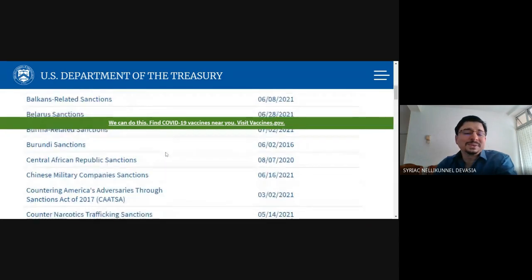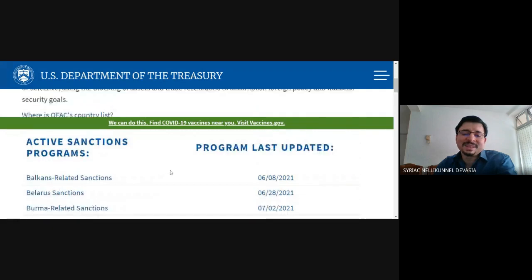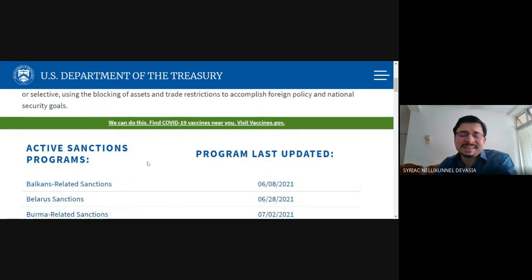So you can go through this. It's very interesting to study and see what is the rationale for the US to impose sanctions on all these countries or governments or companies or individuals. So you can take time to go through this. It's quite interesting to look at. So let's move on from there.